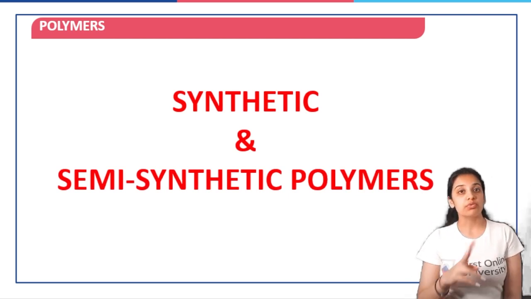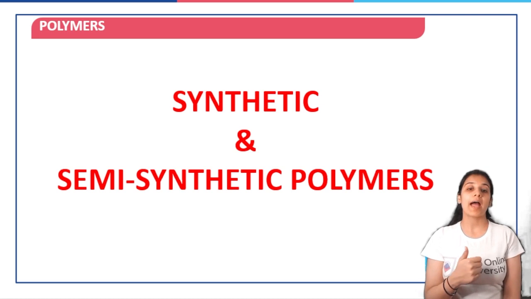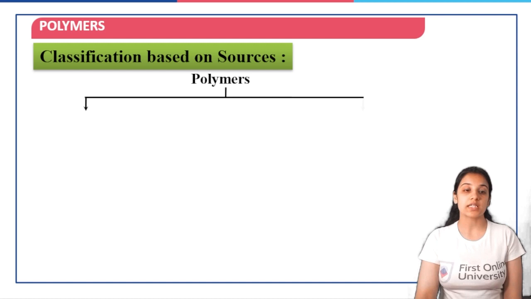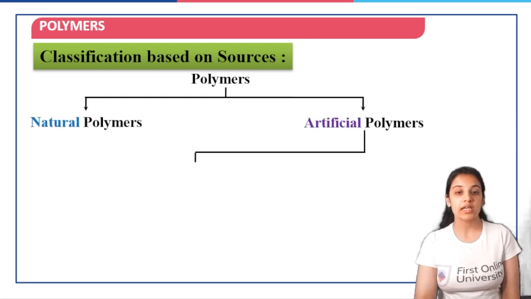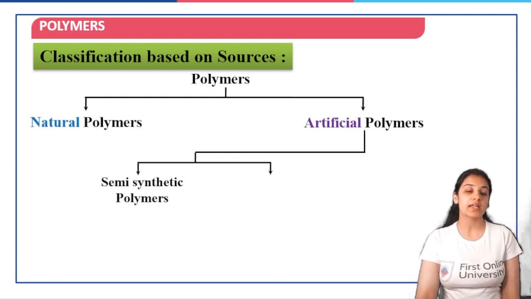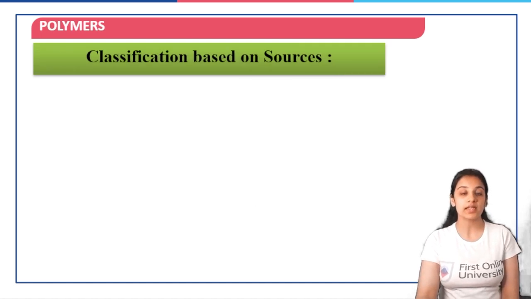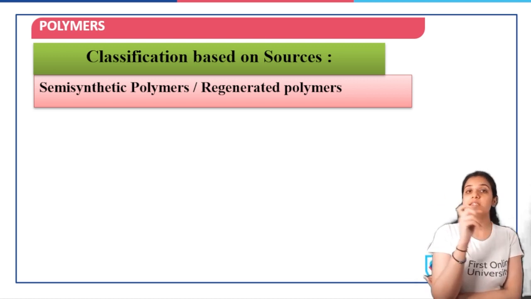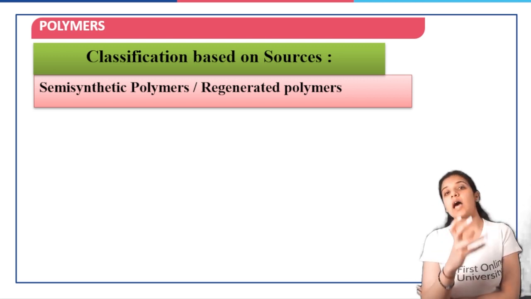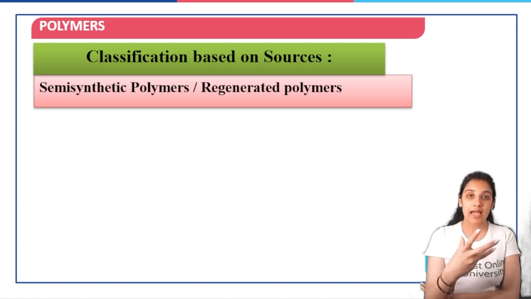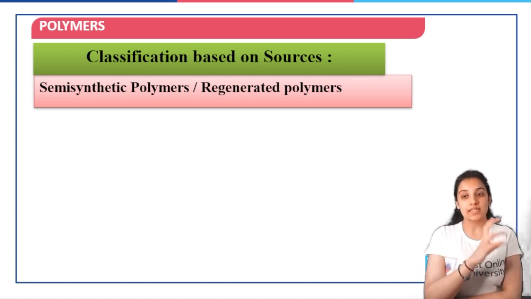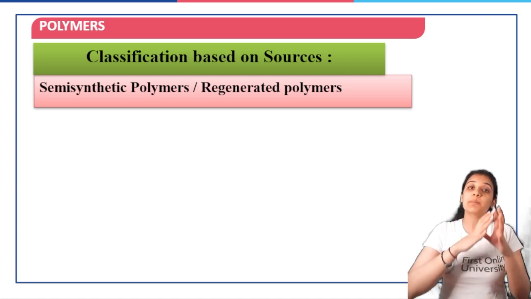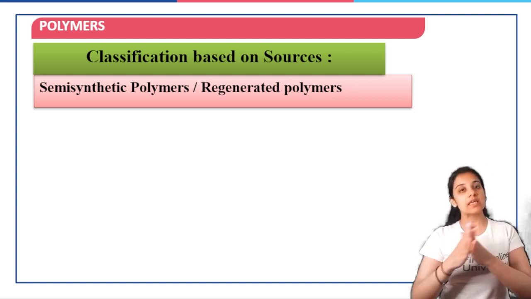Now we move on to the second category, that is synthetic and semi-synthetic polymers, that is artificial polymers. Now when we have to classify polymers into natural and artificial, in artificial we have further categorization into semi-synthetic polymers and synthetic polymers. So semi-synthetic polymers, as is clear from the name, semi-synthetic means the natural polymers are modified in such a way that they become synthetic polymers now. But since the origin was from the natural fibers itself, therefore we cannot call them as completely synthetic fibers. We call them as semi-synthetic fibers.